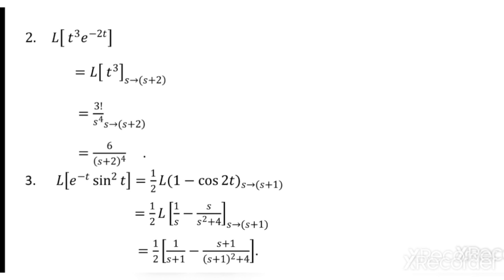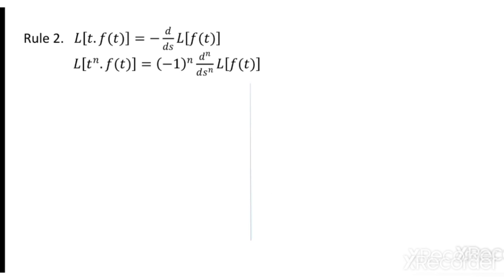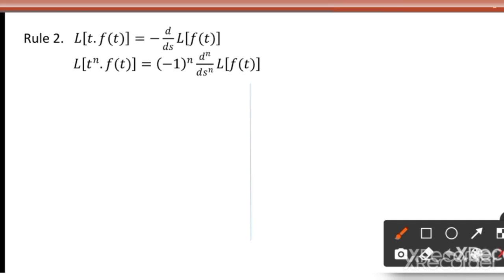Okay, so we take the next rule, number 2, that says the Laplace transform of t into f of t is minus d by ds of the Laplace transform of f of t. So what to do now? Whenever it is a product of t into any function, or t square into any function, t cube into any function, or in general t power n into any function. Earlier it was an exponential into any function, now it is t power n into any function.